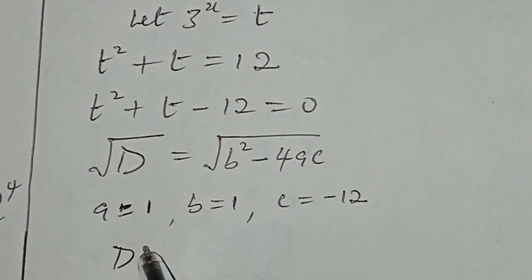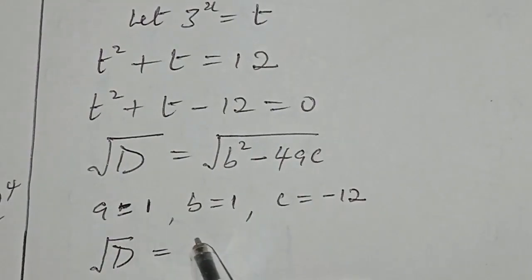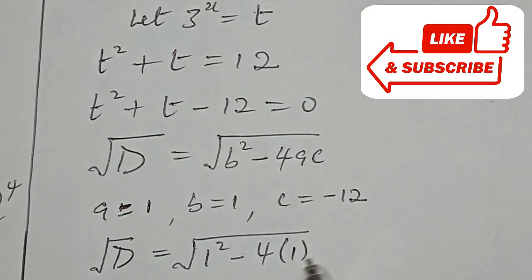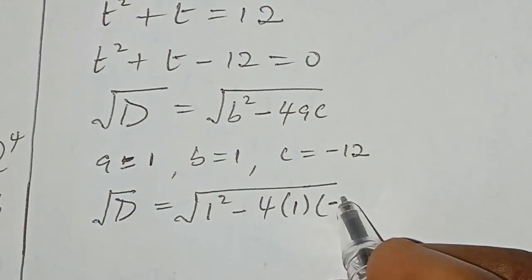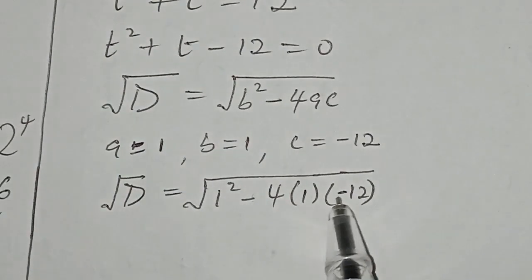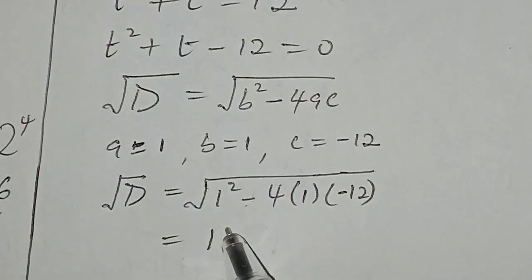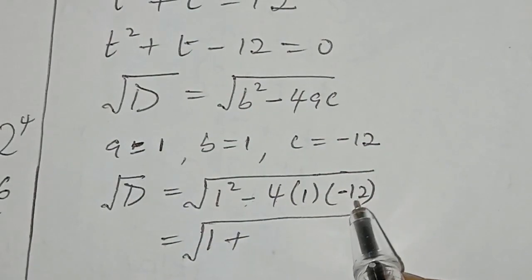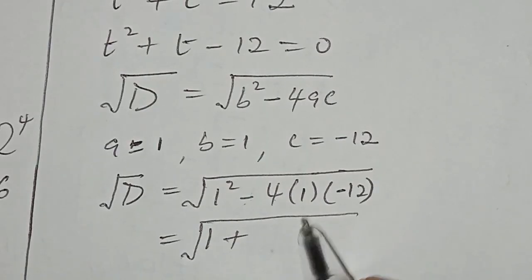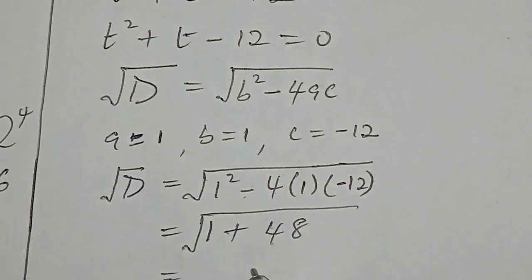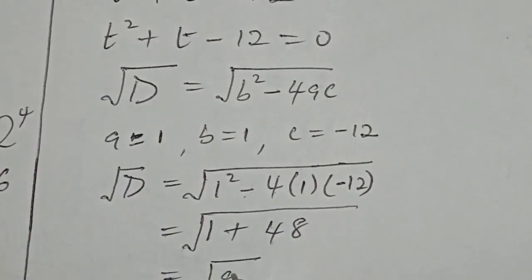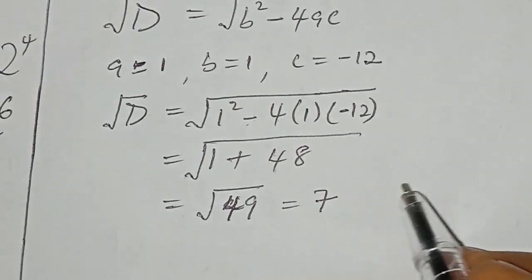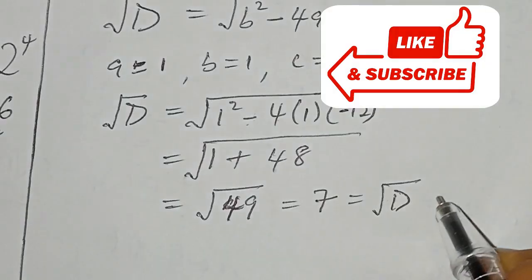So we have discriminant d equal to the square root of b squared, as 1 squared, minus 4 multiplied by 1, which is a, then multiplied by minus 12, which is the c. So the minus becomes positive. We have 1 squared equal to 1, plus 12 multiplied by 4, that gives us 48. So this is equal to the square root of 49, and the square root of 49 is equal to 7. So our discriminant is given by 7.